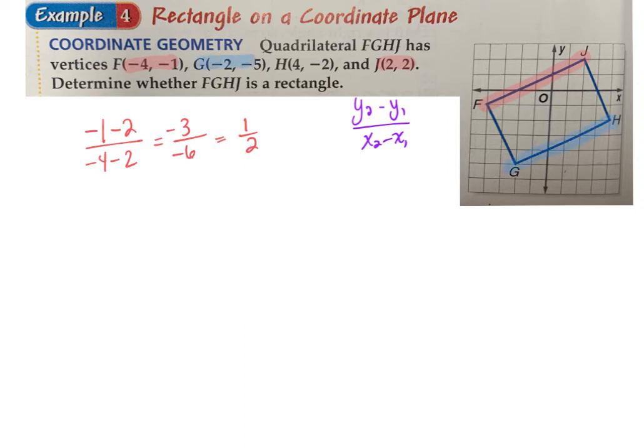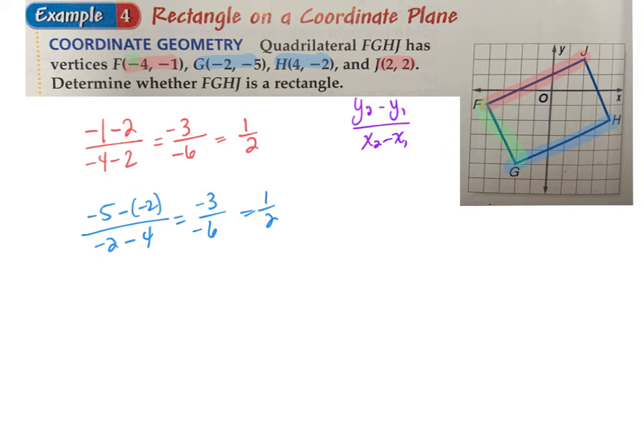All right, if I look at the next one, G to H should have the same slope. So if I look G to H, I'm going to do the same thing. Negative 5 minus a negative 2 over negative 2 minus 4. Negative 5 minus a negative 2 is negative 3 over negative 6, 1/2. So I know that those two are parallel. So I need to do the other two. So I'm going to say F to G.